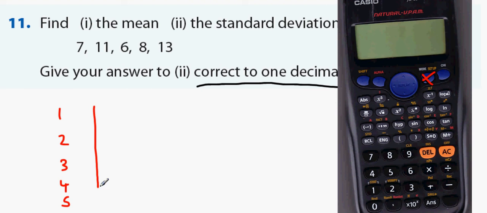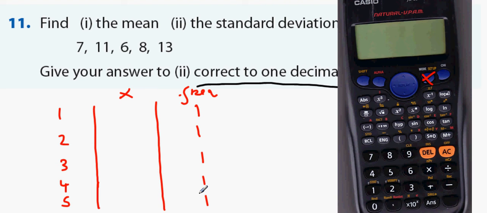Okay, and then you're going to have your x and your frequency. Now all the frequencies are going to be 1, so the frequencies don't really matter. So just press 7 equals, 11 equals, 6 equals, 8 equals, and 13 equals. Just input all your numbers. You don't need to even arrange them in size, that doesn't matter. Once you have that done, press the AC button, press shift, stat, then press number 4 for variable.